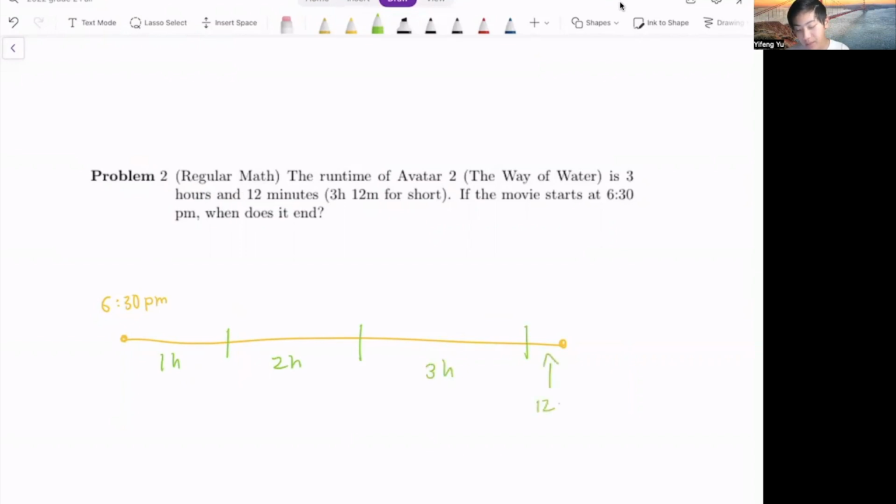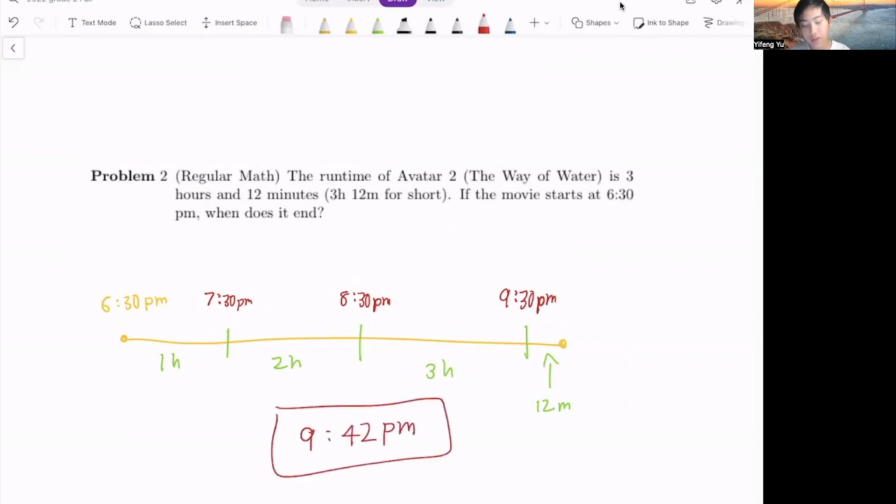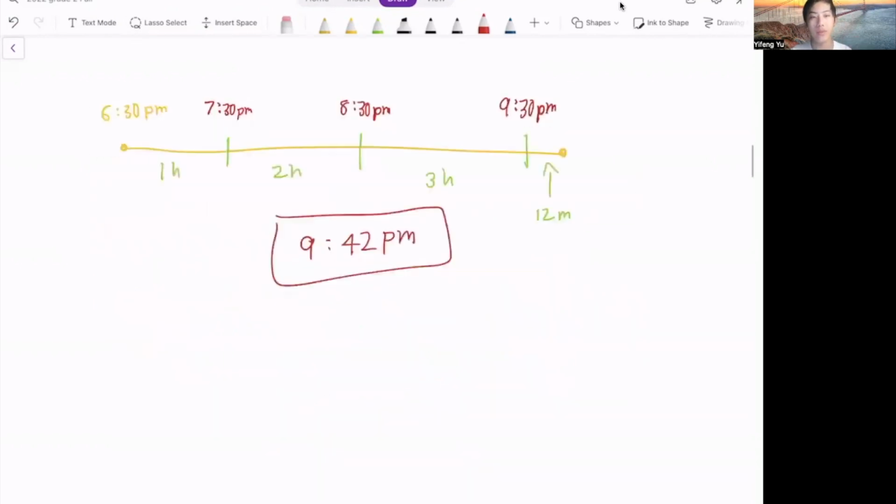So 1 hour into the show, it should be 7:30 p.m., since it's 1 hour more. 2 hours later from 6:30 gives us 8:30 p.m. And finally, 3 hours, 9:30 p.m. And adding back the 12 minutes, we get 9:42 p.m. So the movie Avatar 2 ends at 9:42 p.m. if you start at 6:30 p.m.